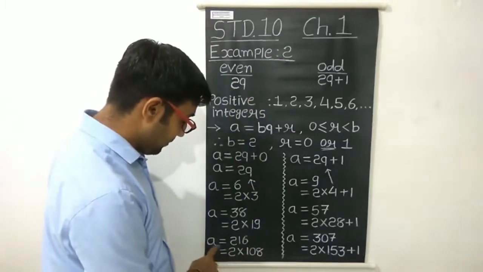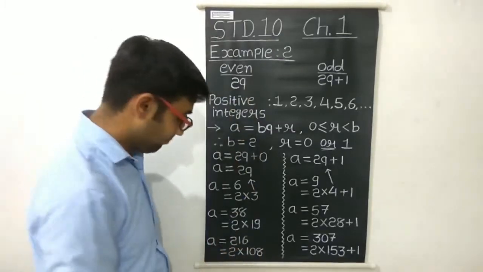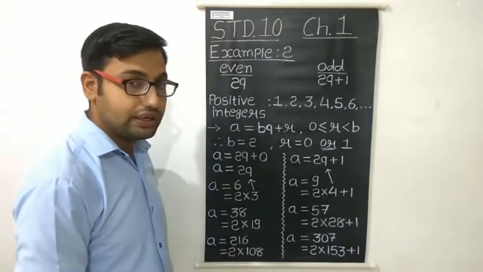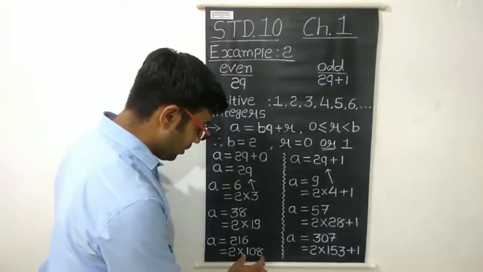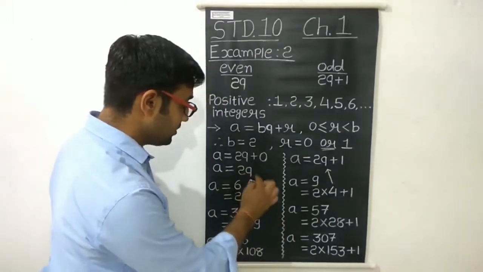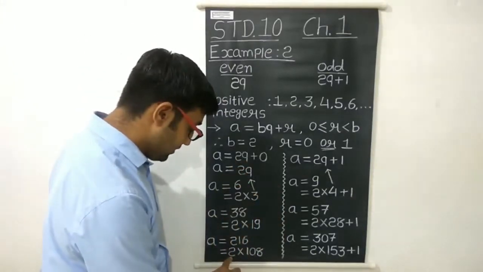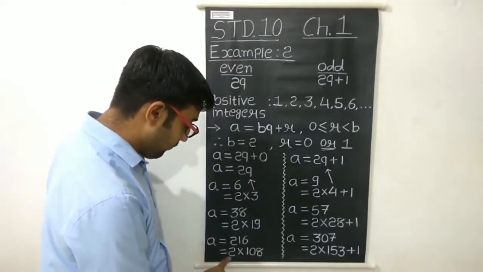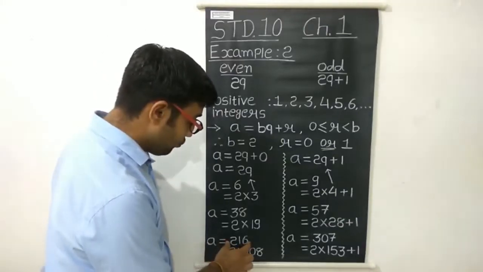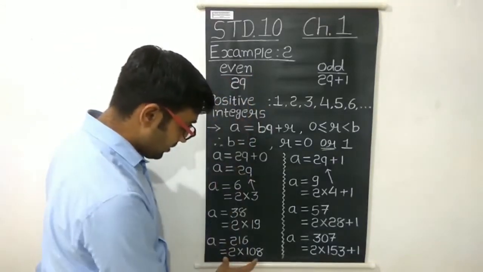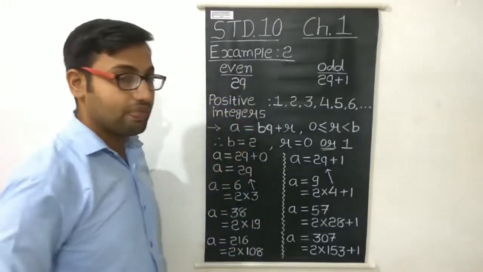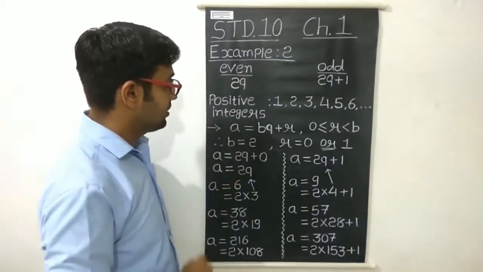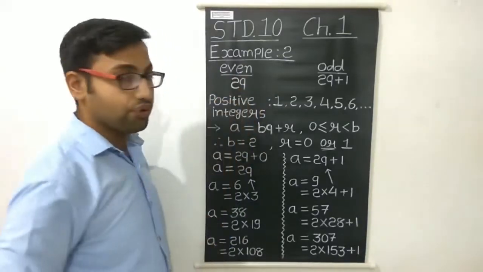Right? One more example, a is equal to 216. We can write 216 as 2 multiplied by 108. What is 108? 108 is an integer q. So again it is in the form of 2q. We write this integer in the form of 2q, and 216 is an even number. So all the even positive integers, we can write in the form of 2q.